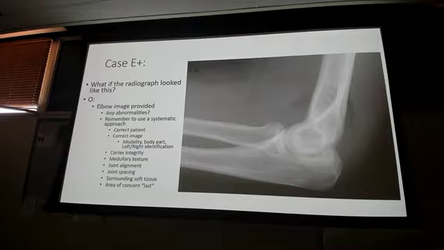See, and this is a good one, right? Because you can do something like that. Because then when someone's like, well, how do you know it's there? It's like, boom, posterior fat pad. Right there.